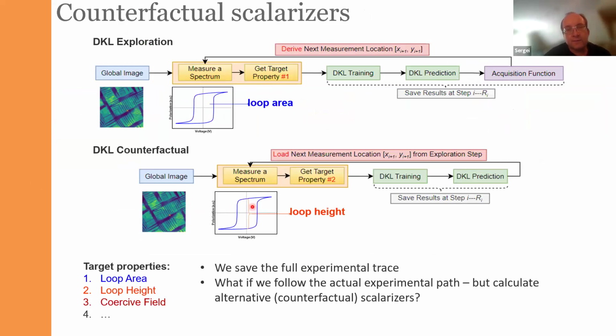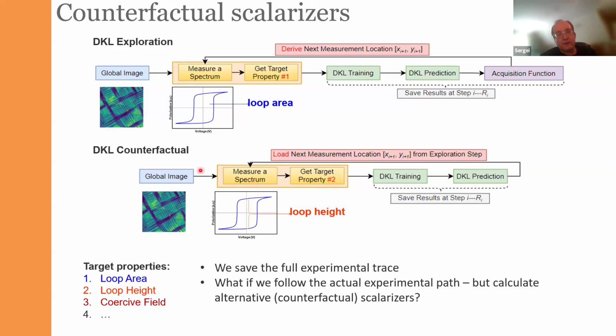Interestingly enough, that's another difference between imaging and molecular discoveries: we save more data than we use to make decisions. We make decisions based on scalarizers, but we save the full spectrum, which means that at each point of the exploration in the workflow, if I have a next step that points me to this location, I can also estimate where my algorithm would tell me to explore if I use a slightly different criteria.